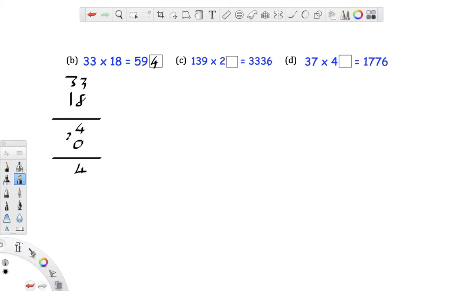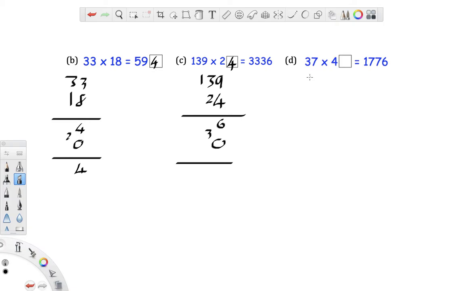And I'm quite happy thinking that that would be 4, because 139 times 24, well, that would be 9 times 4, which is 36. We'd get a 0 down here anyway, so that must be the only option.